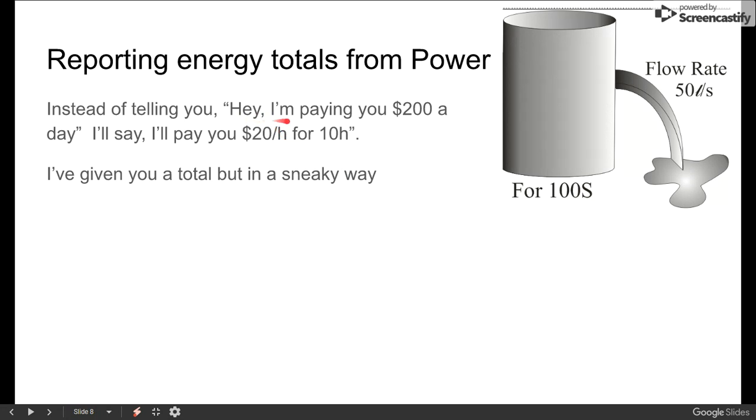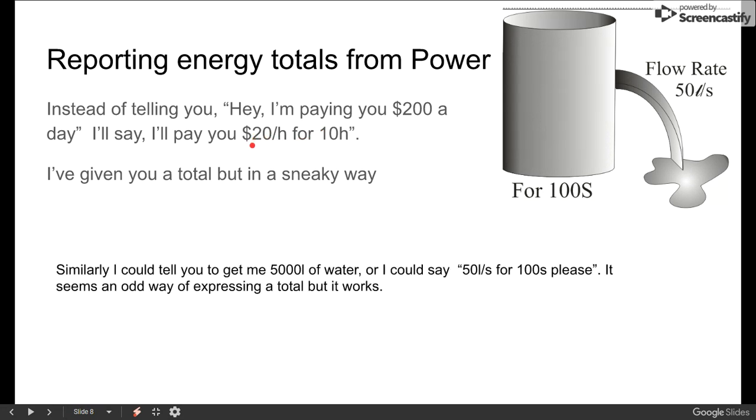What if your boss said, hey, I'm paying you $200 a day. There's your total. But instead, if your boss says, I'll pay you $20 an hour for 10 hours, he's still giving you the total. He's just done it by giving you the separate math pieces and allowing you to multiply them in your head.